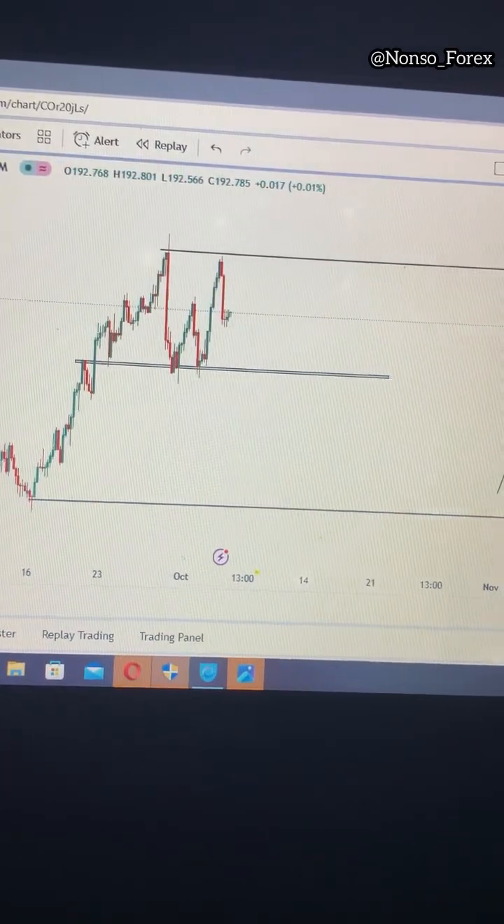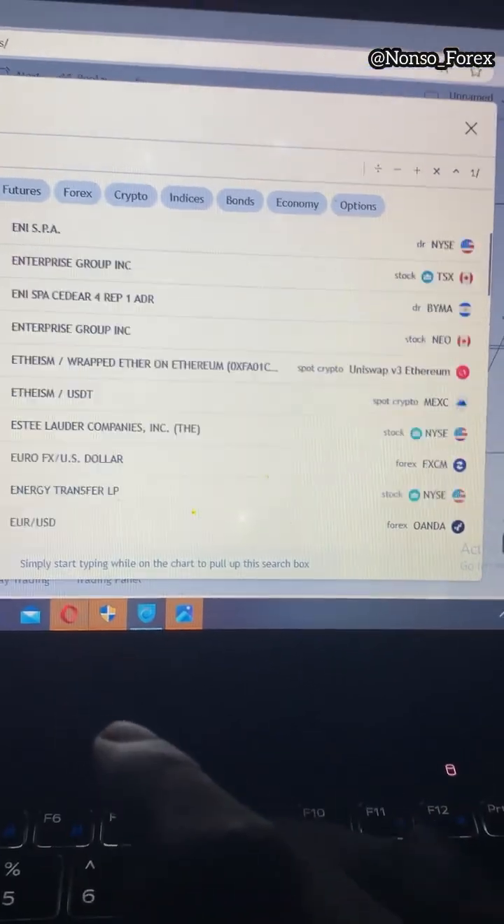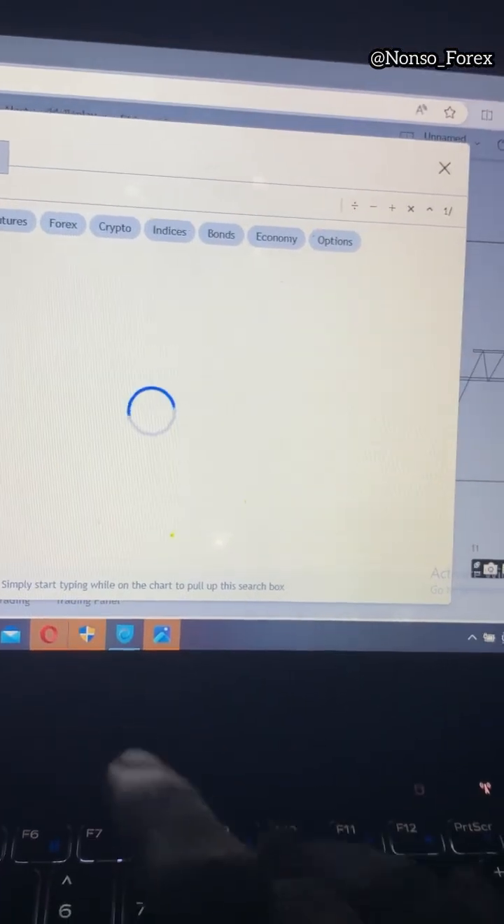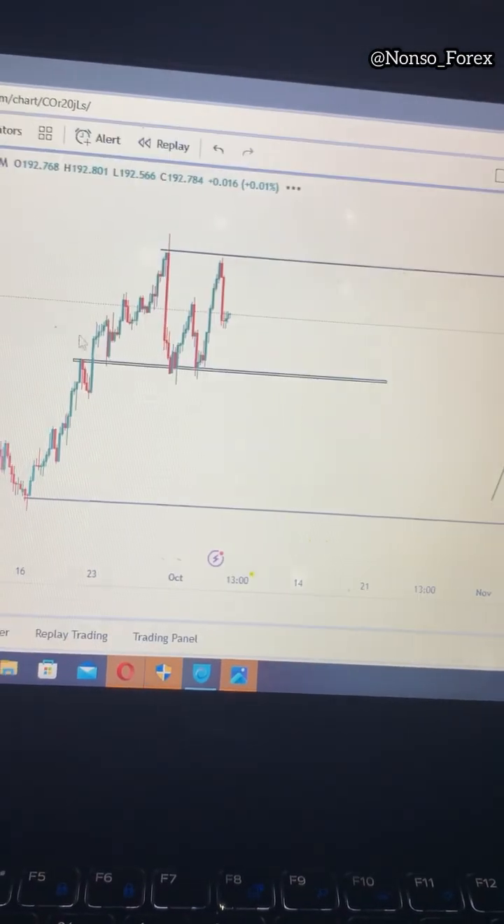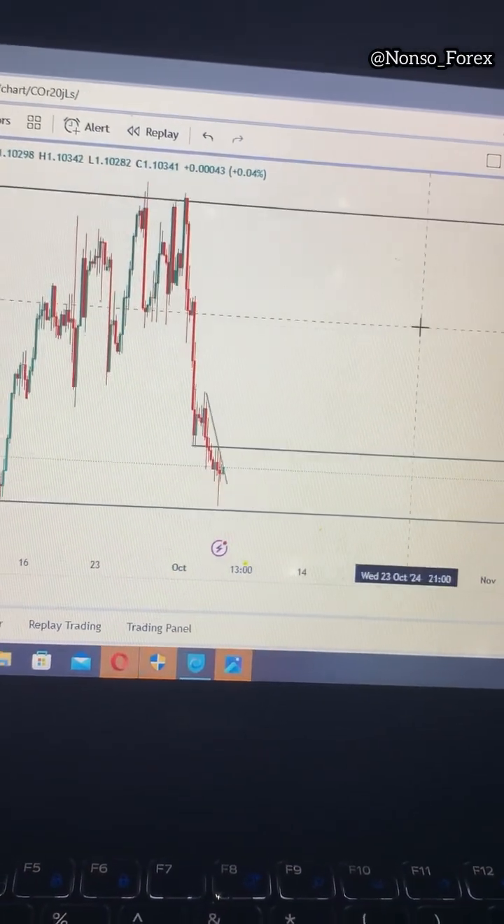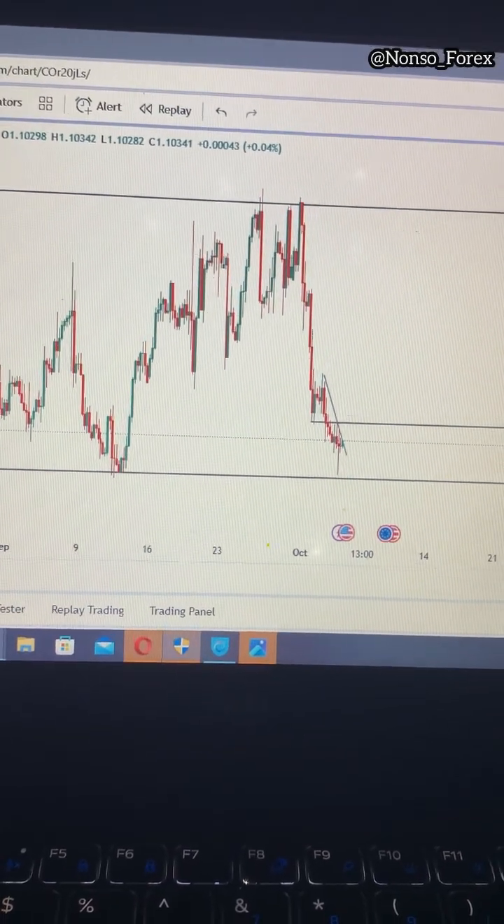Now let me show what I mean. Now let's take a good example of Euro USD, because I've been watching Euro USD for a long time. You see what I mean by perfect entry. Now let me go to Euro USD. So on Euro USD, you can see what I've been trying to trade. You can see that I've analyzed this trade.